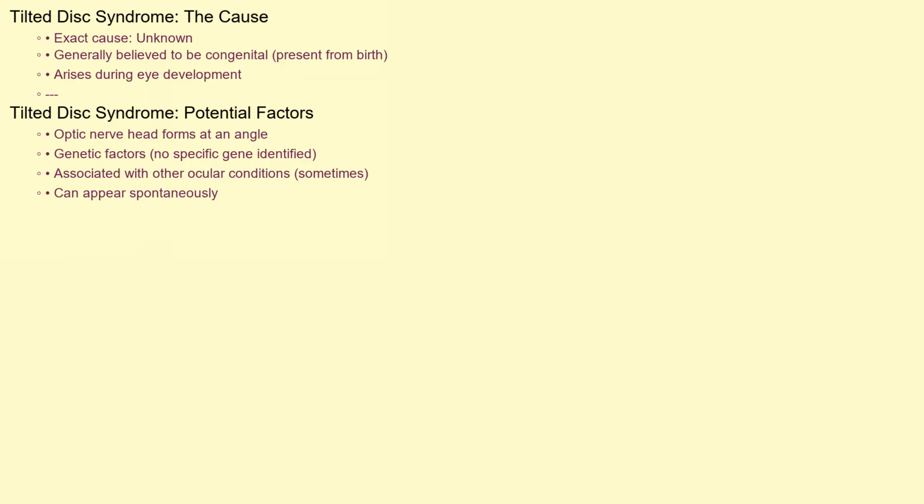you're diagnosed with it. The exact cause of tilted disc syndrome remains a bit of a mystery. However, it's generally believed to be a congenital condition, meaning it's present from birth. It arises during the development of the eye, specifically when the optic nerve head, the point where the optic nerve connects to the retina, forms at an angle. Genetic factors might also play a role, though a specific gene hasn't been identified. Some cases are associated with other ocular conditions, but in many instances, it appears spontaneously with no clear underlying cause.